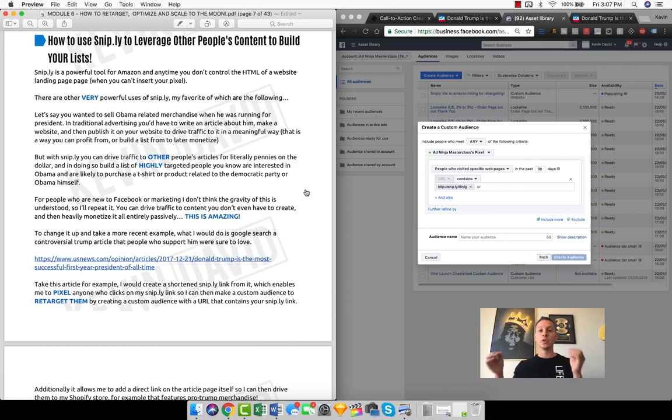And to create very, very targeted custom audiences that you can then retarget to make a huge amount of profit selling merchandise that's related to the topic that you're driving, and you don't have to write any of the content yourself, guys. So that is another incredible way to use Sniply.